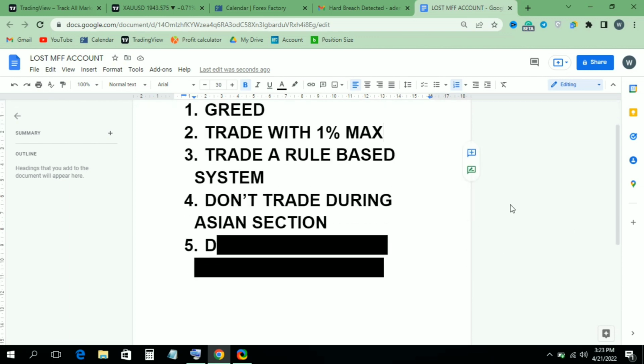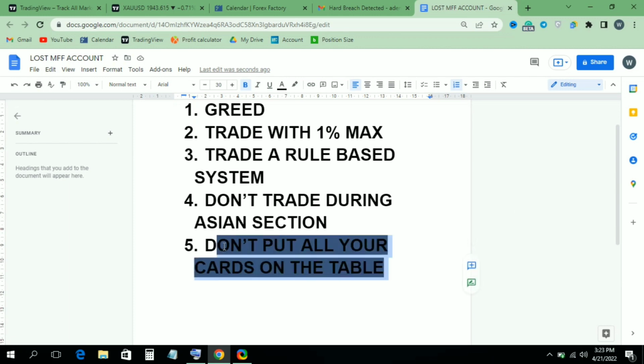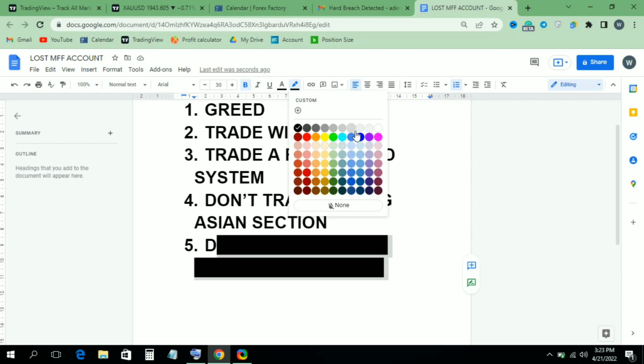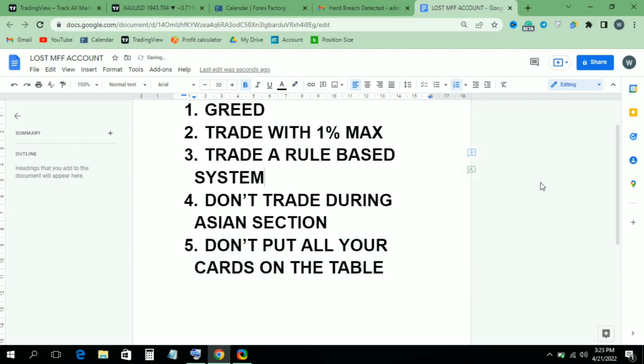Then the last but not the least advice I'll be giving you if you are trading a funded account is do not put all your cards on the table. So you might not understand what this means, but let me try to break it down. It means if you cannot afford a funded account, do not go and borrow money or put all your savings into a funded account, because you might not be profitable.